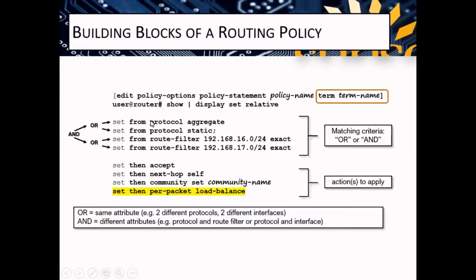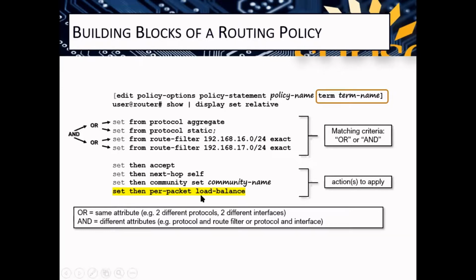From protocol aggregate and from protocol static are matching on the same attribute, protocol. Therefore, the route has to be either static or aggregate to match. And then I have a couple of route filters, so the route has to match either one of these route filters. Now, the actions here are accept, next hop self, which is used when we have to fix the next hop of the BGP route. You can add communities. These are just examples.